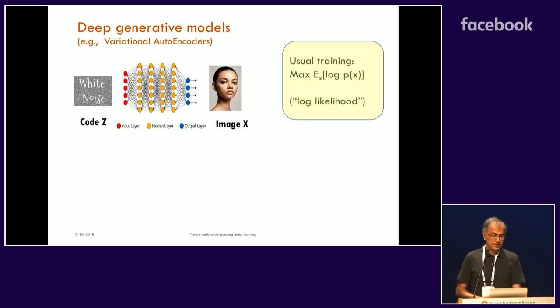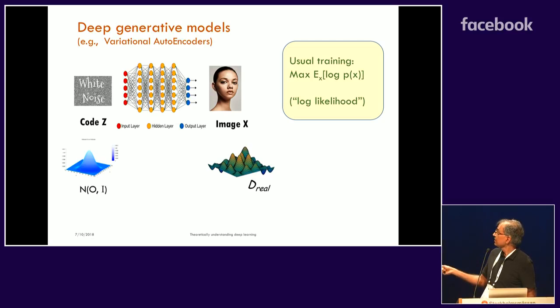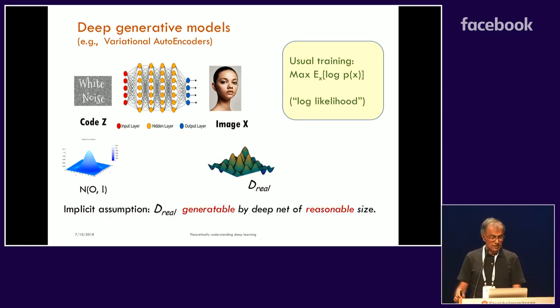And the usual training objective in the past used to be a log likelihood objective. And after this, you get a neural net, which is taking inputs from this Gaussian distribution to some complicated distribution of real-life images, with lots of peaks and valleys. And an implicit assumption in all of this is that this mapping from code to images is computable by a deep net of a reasonable size. And you try to learn it by deep learning.